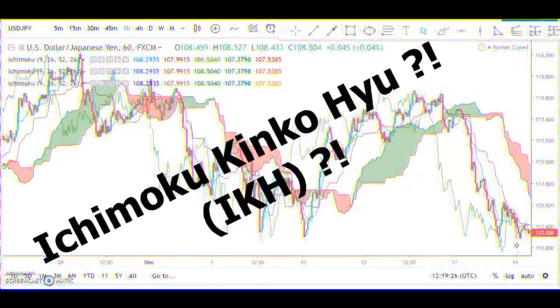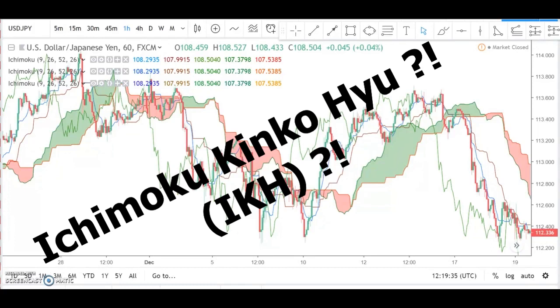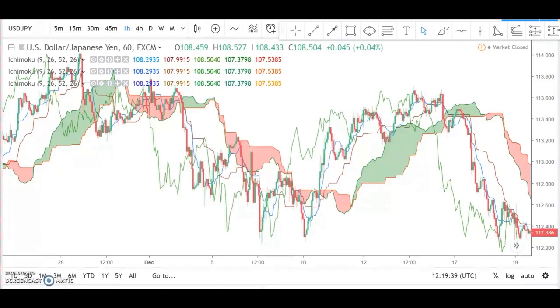Hi guys, in today's lesson we're looking at the Ichimoku cloud. It's also known as the Ichimoku Kinko Hyo, that is the professional name for it, IKH. It is a Japanese term and it's used to gauge future price action. So let's take a look at what this means. It does look like a bit of a mess on the chart, but we're going to look at this in more detail.